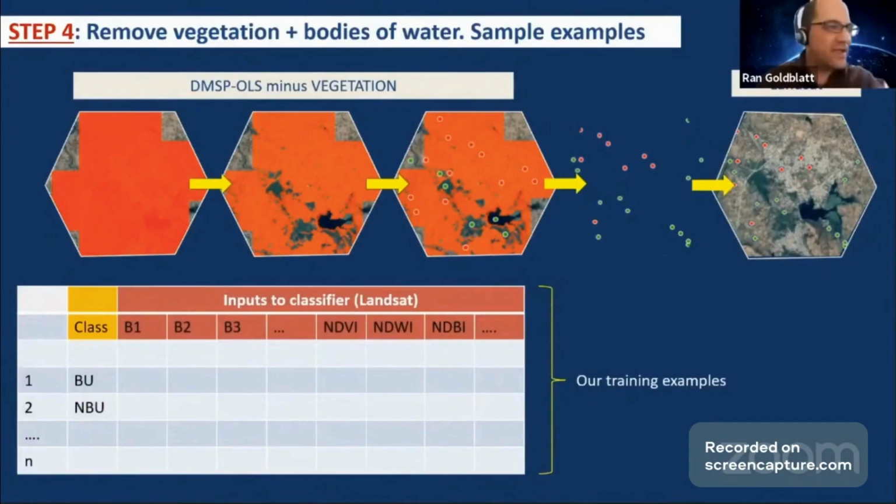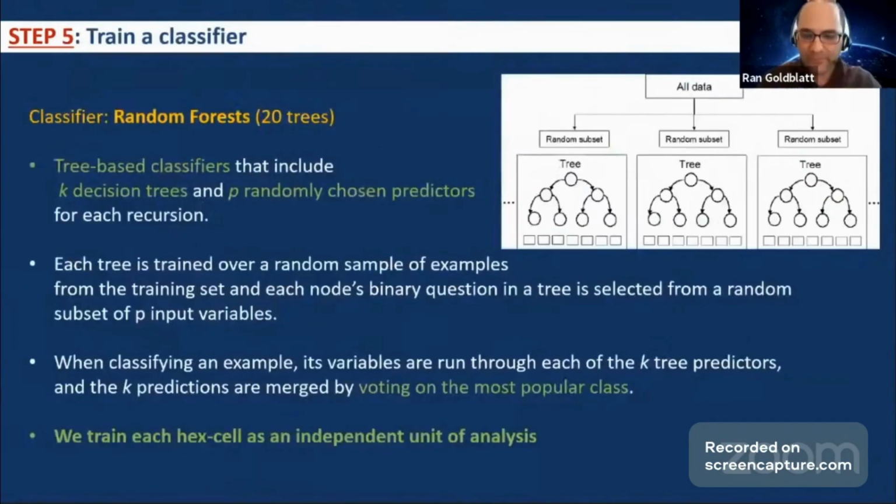And then we can use any machine learning approach that we want because we have our training examples. We experimented with different supervised image classification classifiers. I will not get into all these details, but we found that a random forest classifier with 20 decision trees resulted in relatively accurate results. So we're using random forest to train a classifier to learn the characteristics of built-up and non-built-up pixels based on all these inputs that we collected from Landsat.